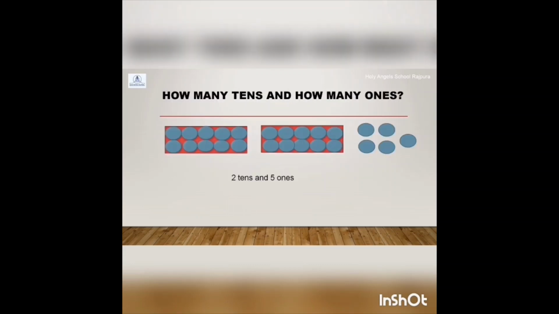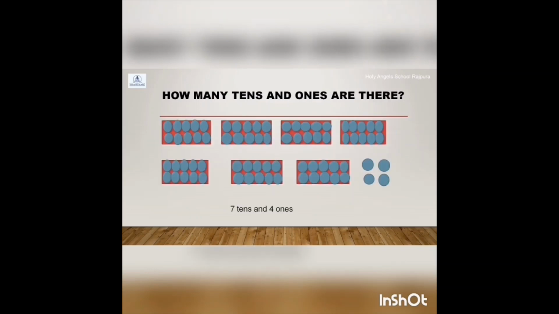How many tens and how many ones? Children, you see here in first box 10 balls are there. Another box also 10 balls are there. It means here 2 tens are there and 5 balls are outside the box. So these are 5 ones. So in this question 2 tens and 5 ones are there.